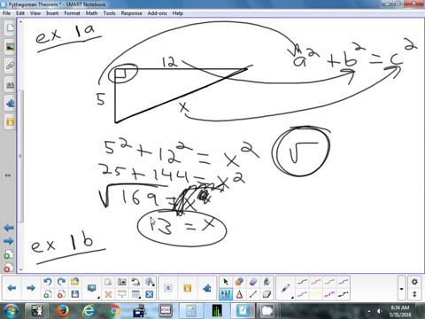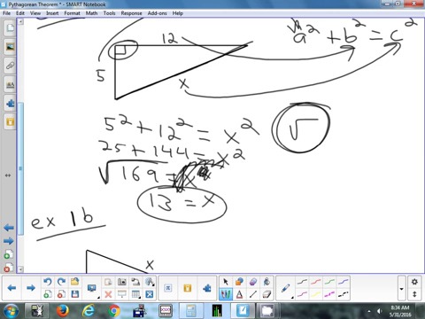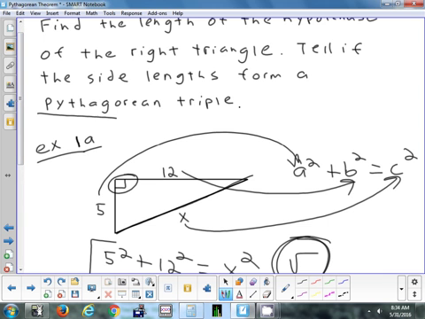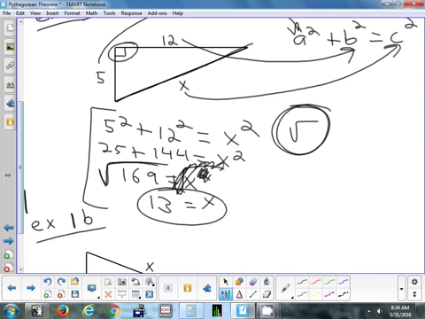So what we just did is we figured out how long that side in the triangle was, just by knowing the other two. And that's it. That's the whole problem right there. It's easy. Now, did we get a fraction for an answer? No. Did we get a decimal? No. Did we get a Pythagorean triple? Yes, we did. We have a 5, we have a 12, and we got a 13. No decimals, no fractions. So this is a Pythagorean triple.